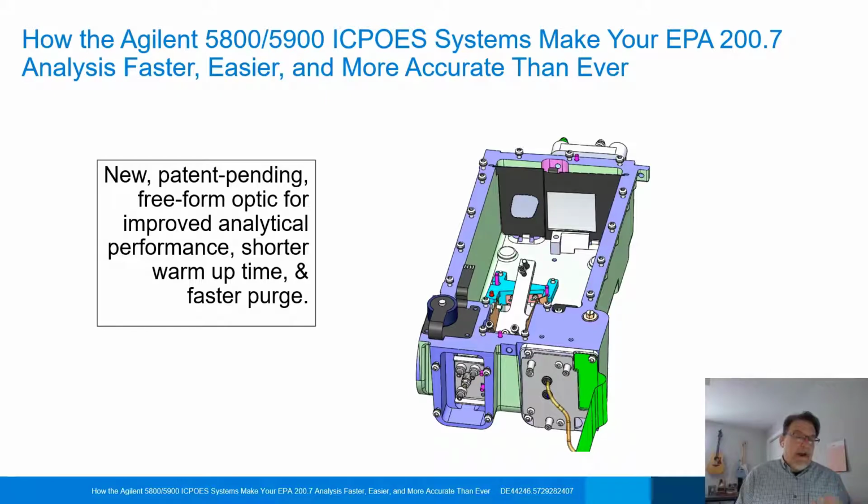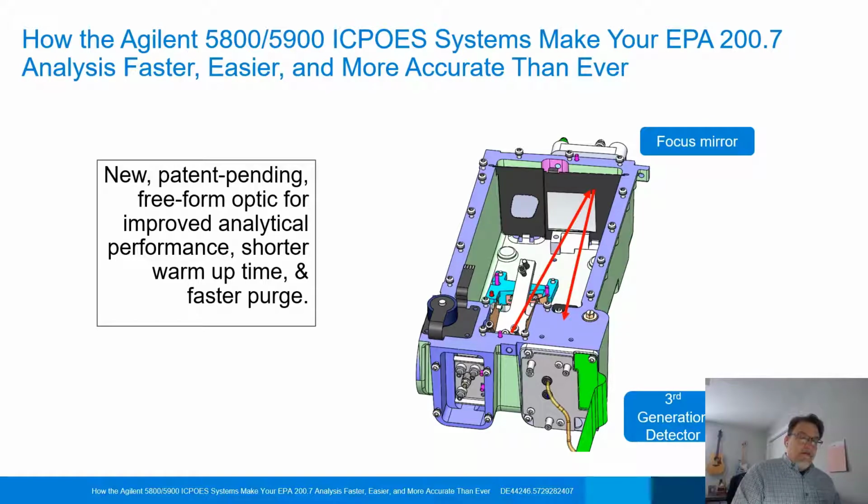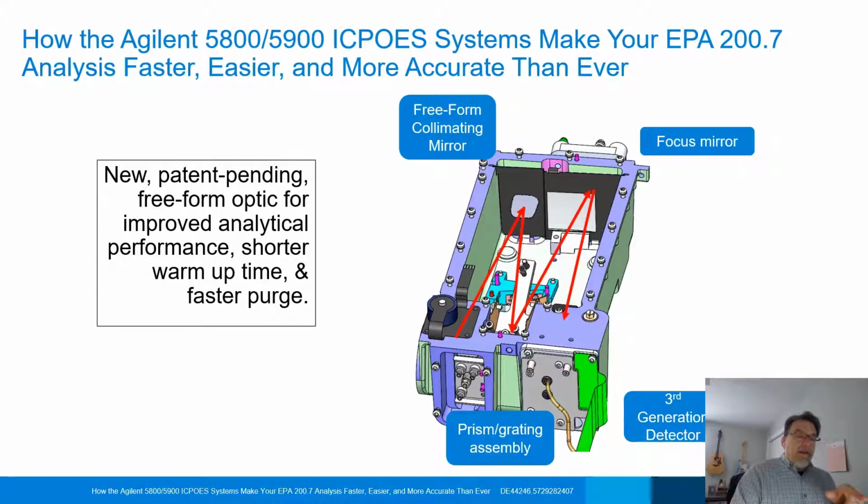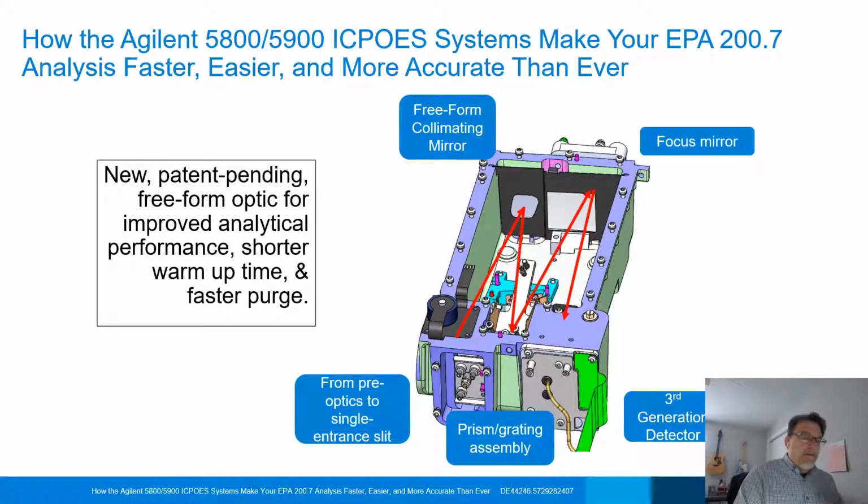This is a diagram, or kind of a mock-up of our optics, the optical tank. The torch would be sitting down here in the lower right as you look at it. So what we see here in the lower left is the detector. So you can see the ray tracing back to the focusing mirror, back through the prism and the grating there at the lower center. And then there's the freeform collimating mirror up in the upper right, bringing it down to the pre-optics and the entrance slit in the lower left.